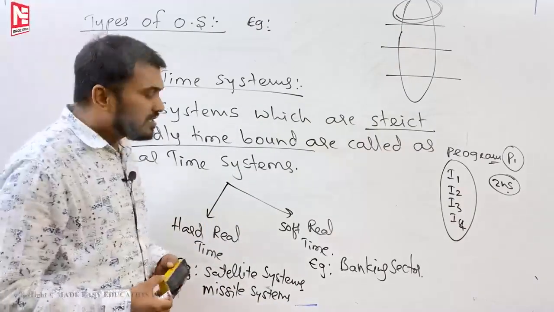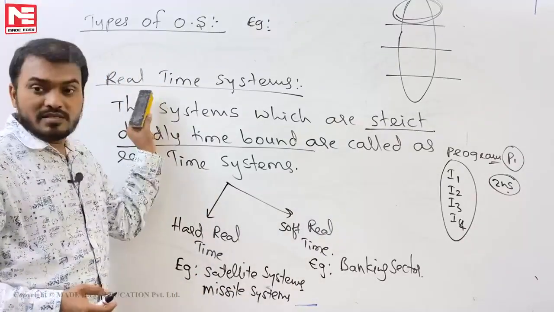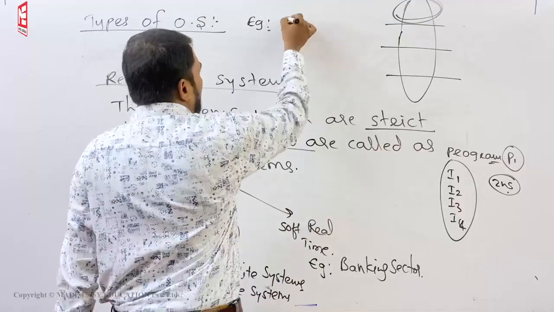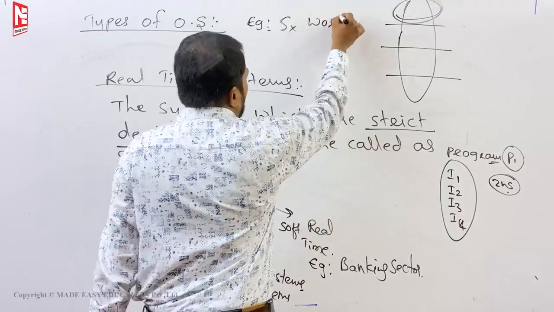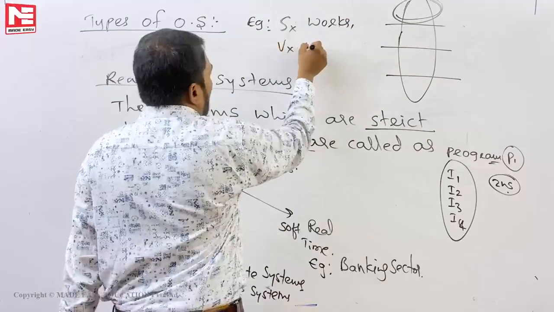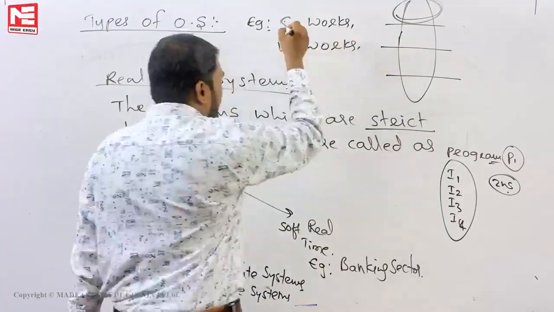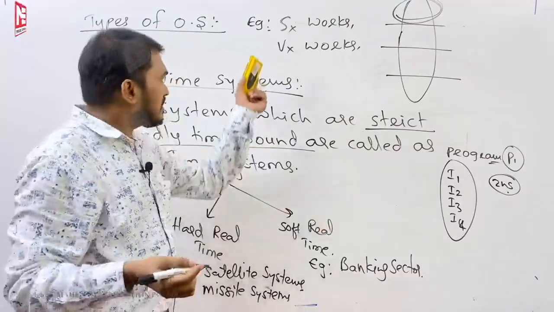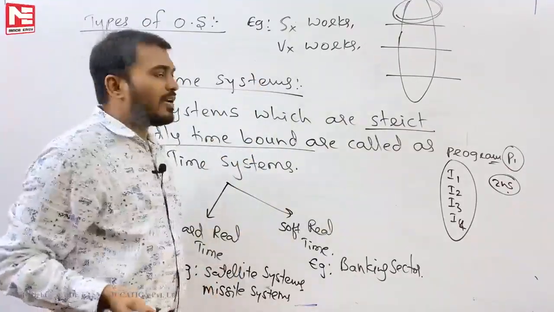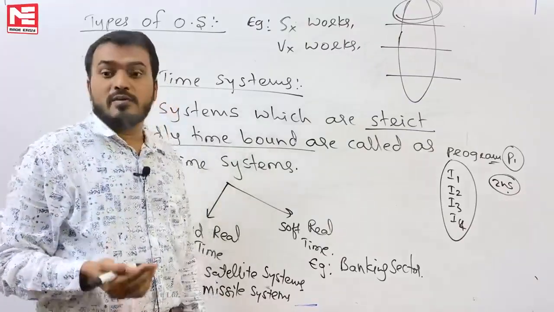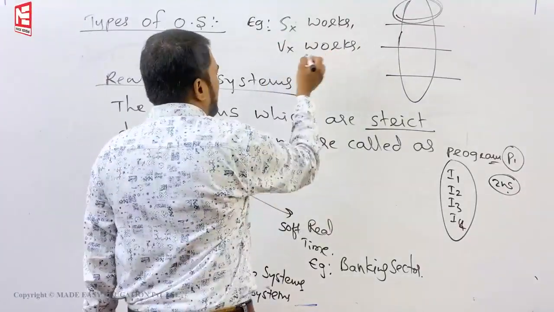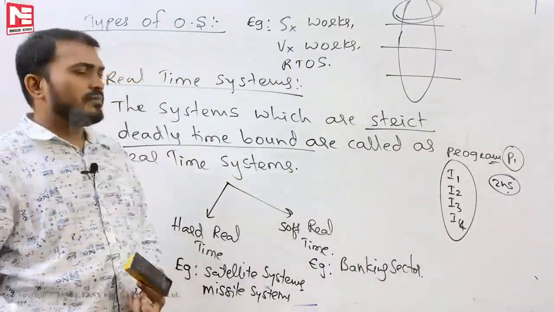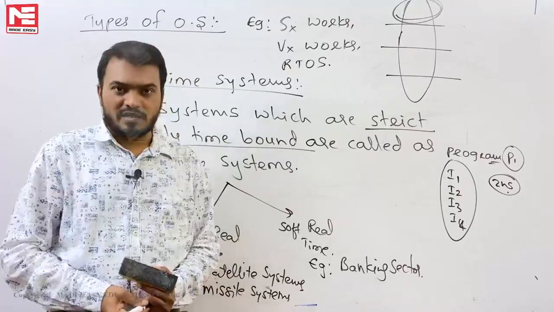So if you want an example for real time systems, just note down, that is SX works, and next VX works. So these are the operating systems we use in India. In India we have DRDO, ISRO, they use the same operating systems. These are popular real-time operating systems available in the market. Popular real-time operating systems: SX works, VX works, and RTOS. These are also popular real-time operating systems available in the market.